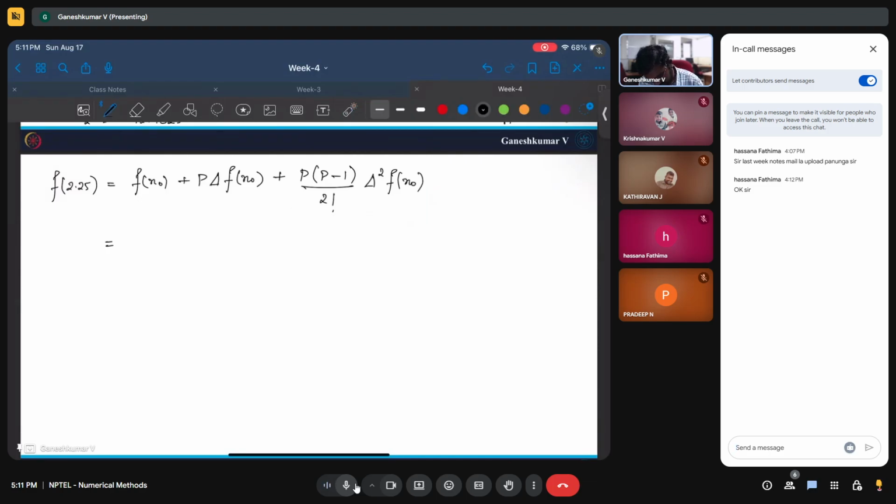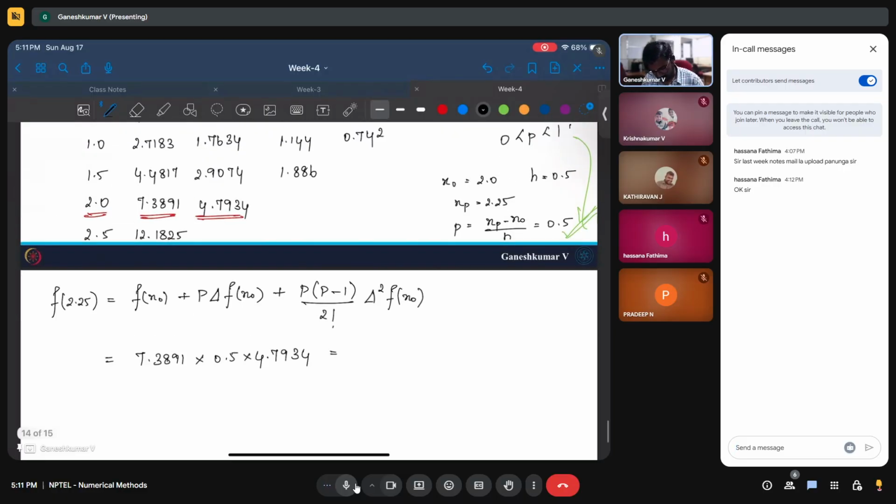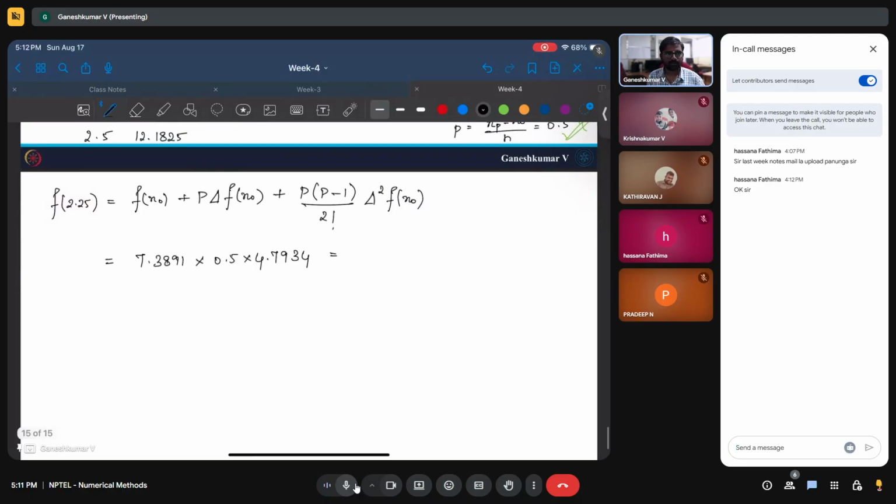So let's say if I write that down, this becomes 7.3891 into 0.5 times 4.7934. So which basically becomes, between 2 and 2.5, you are just doing a linear interpolation. That's what you're doing. From 2 to 2.5, you're doing a linear interpolation. That's why it has reduced down to just these two values. I can even rewrite it in terms of linear interpolation.